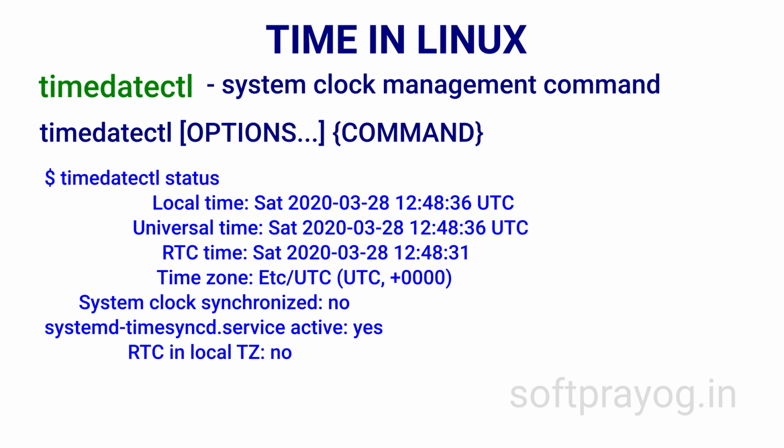Our time zone is Etc/UTC, which is UTC plus 0 hours and 0 minutes. The system clock is not synchronized, but the timesyncd service, which is a part of systemd, is running. Our real-time clock, RTC, is not in local time zone. It is in UTC as it should be.